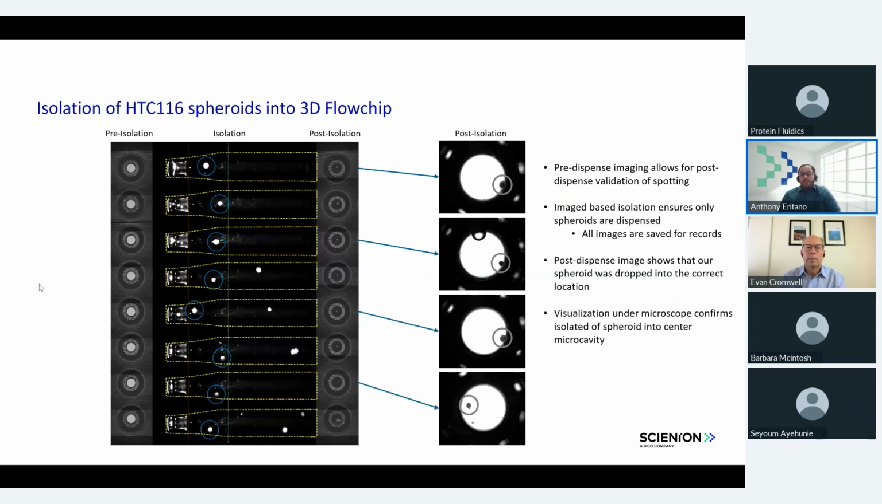And so this is just some sample images from one of the flow chips. So if you look on the left, you'll see the pre-isolation image. So the machine takes images before you dispense, and you can see there's nothing inside of those wells. And then it goes in through the isolation process where it isolates individual cell aggregates of whatever size you want. And then it can take a post-isolation image to show you where that spheroid was placed. And if we zoom in and we look inside the well, we can actually see that each well has an isolated spheroid in it. Next slide.